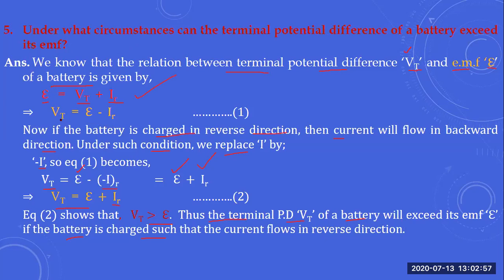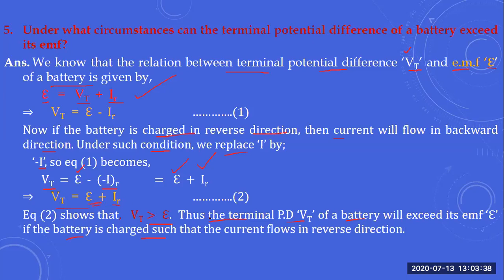So the terminal potential Vt is equal to EMF minus IR. Now if the battery is charged in reverse direction, then the current will flow in backward direction. Under such a condition, we replace I with minus I. So Vt equals EMF minus, and this is the minus sign for the reverse current. Minus minus will become plus, so it is the EMF of the battery plus IR. So this is the time where the terminal potential will be more. The terminal potential is the EMF of the battery plus IR.